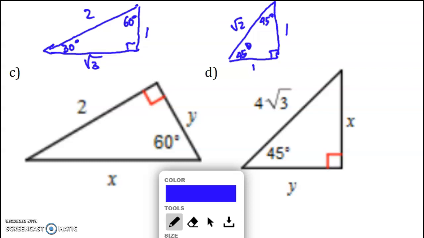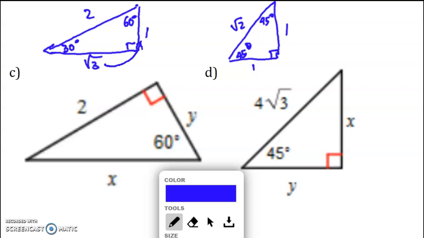Okay, so now looking at C. Again, we're dealing with a 30, 60, 90-degree triangle because we're given one of the angles is 60 with a right angle. So what are we given? We're given the long legs. That means we're given the proportional to root 3.